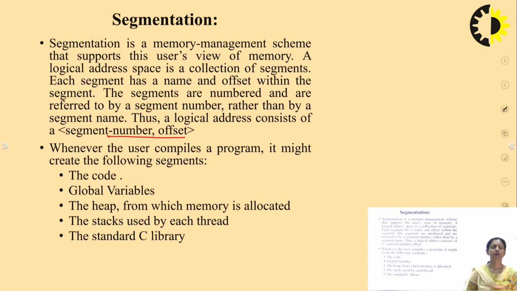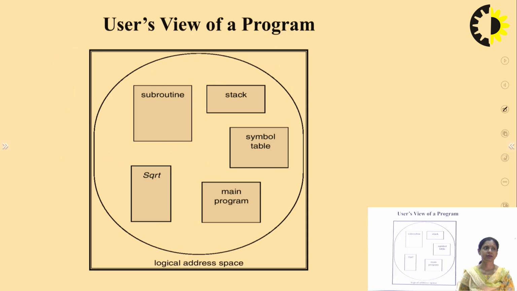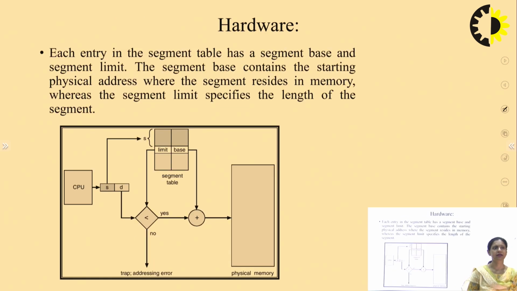Whenever the user compiles a program, it might create the following segments: the code, global variables, the heap, the stack and the standard C library. If we look at the user's view of a program in the logical address space, we have the subroutines and we have the stack. So this program is basically divided into different segments. The segment that is required by the user is loaded into the main memory whenever it is required. Each entry in the segment table has a segment base and a segment limit.